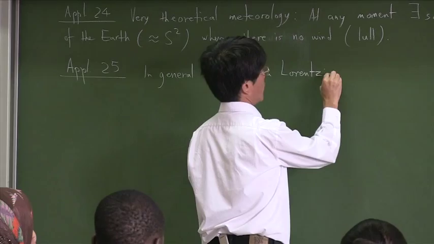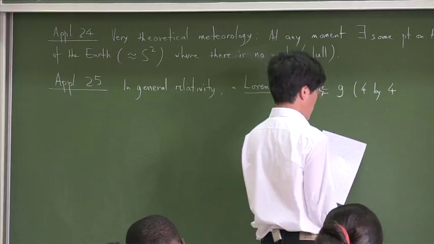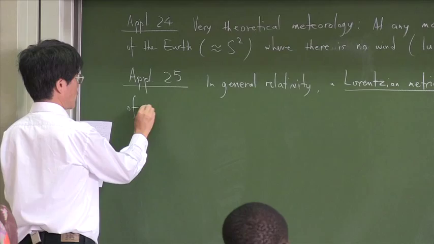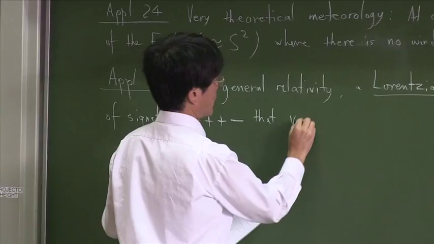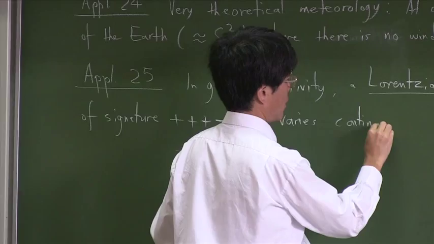Any metric is usually denoted by G. And so this is a 4x4 symmetric matrix that varies, of signature, the important thing is signature, not plus, but plus, plus, plus, minus. That depends, that varies, let's say, smoothly or continuously from point to point.